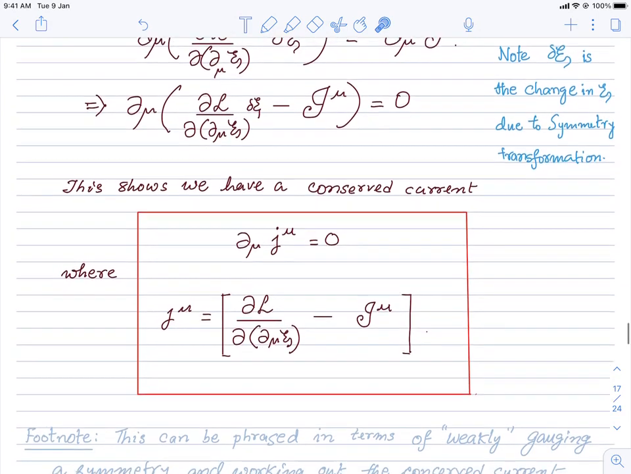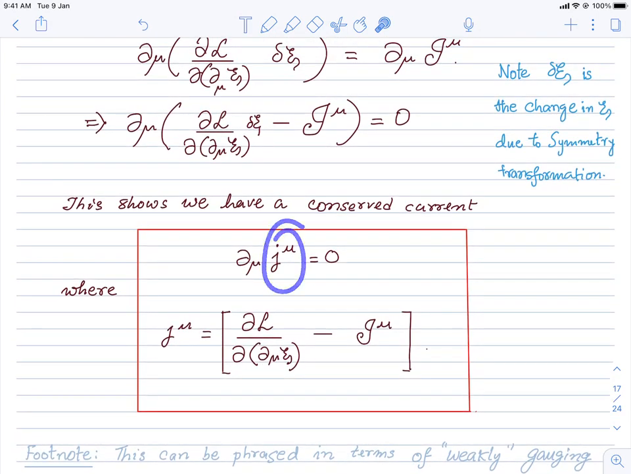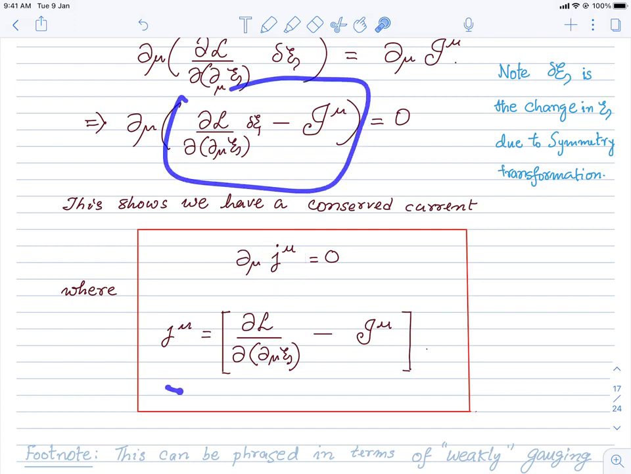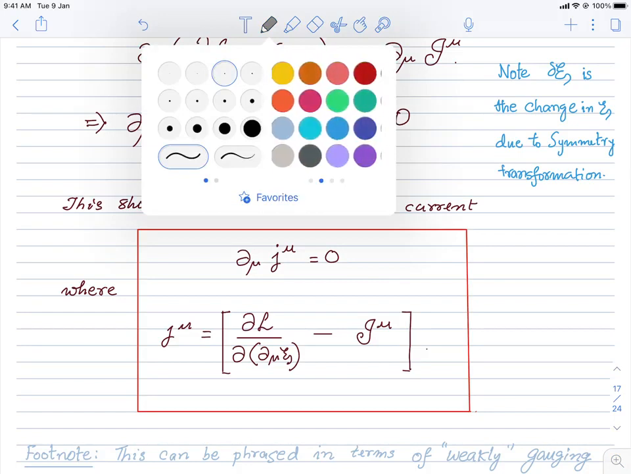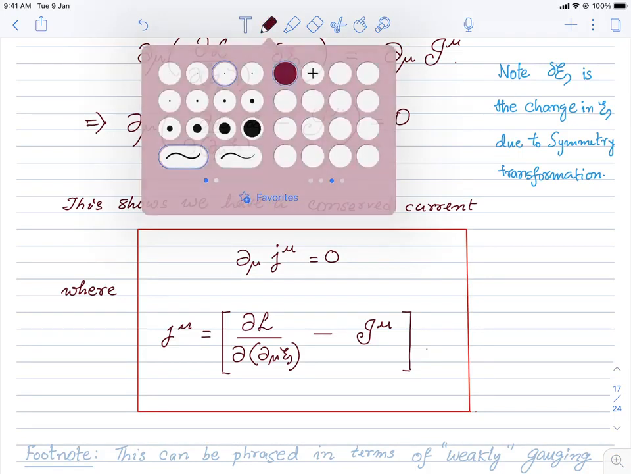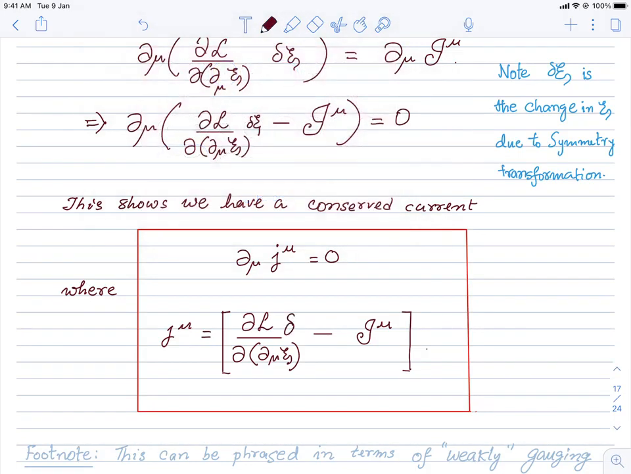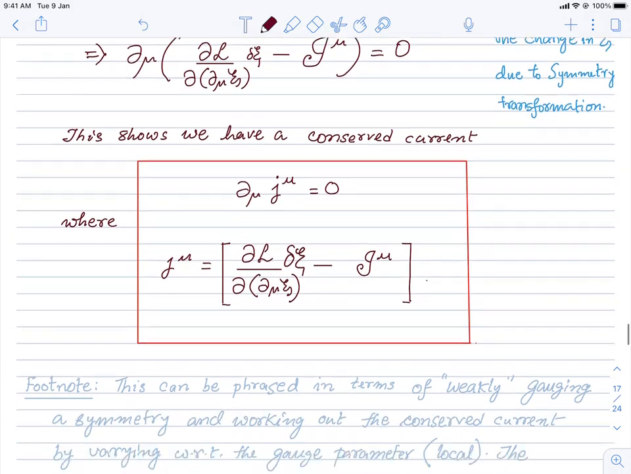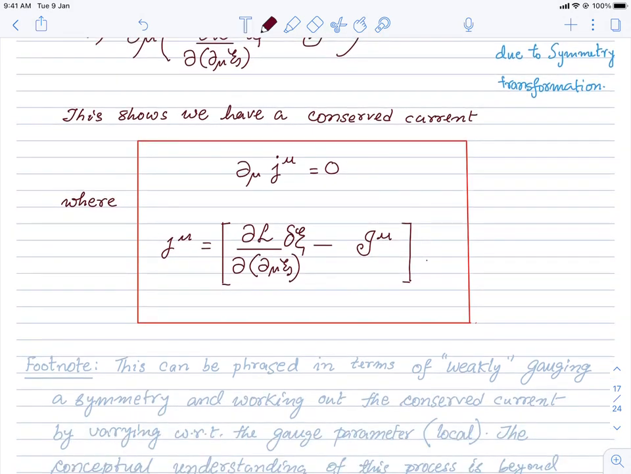So this J mu I can define as this object within the bracket here, as I have done. Oh, again I have made a mistake here. Yeah, so I've dropped a delta psi here. That has to be there. So this equation, this is the statement of Noether's theorem.